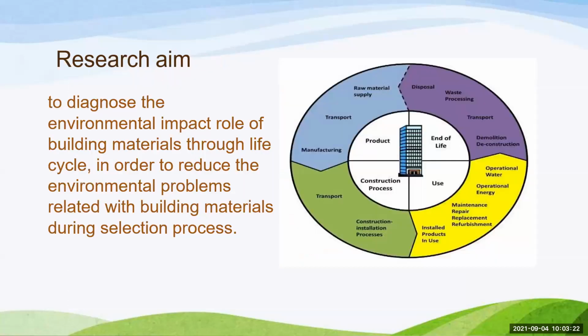Okay. Now there's a research aim. What is the research aim? This is to diagnose the environmental impact role of building material through life cycle in order to reduce the environmental problem related with the building materials during the selection process. Which type of material do you select for the safety of the environment?